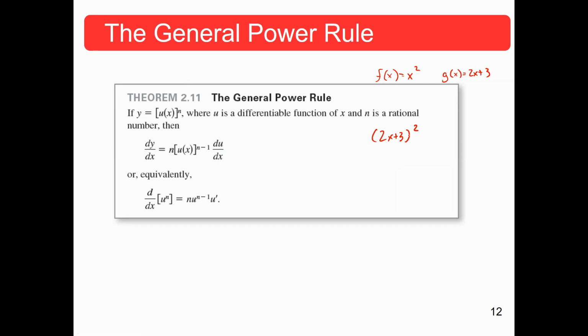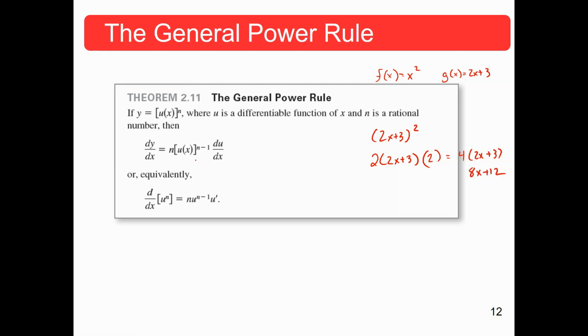All right? So if we do this, we get 2 times (2x + 3) decreased by 1. We don't have to write it. And then we're going to multiply by whatever the derivative in the parentheses is, so times 2. So we get 4 times (2x + 3), or 8x + 12.